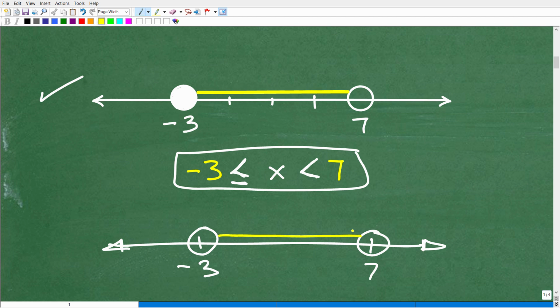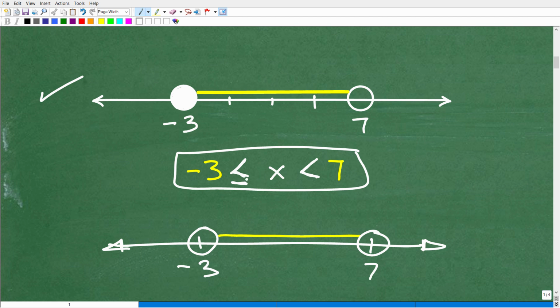So just pick a couple of numbers to make sure they would be in this range. Is 0 greater than or equal to -3 and less than 7? Yes, it is. So that's where 0 would be on the number line. So if you had any confusion on whether this was an "and" or "or" statement, this is an "and" statement.